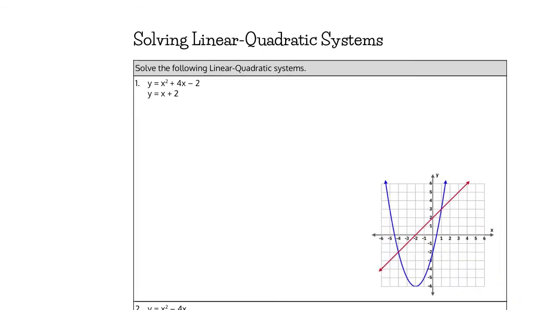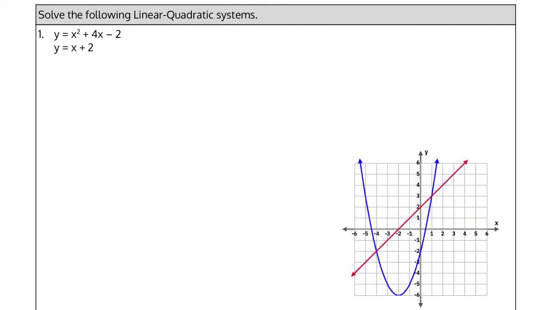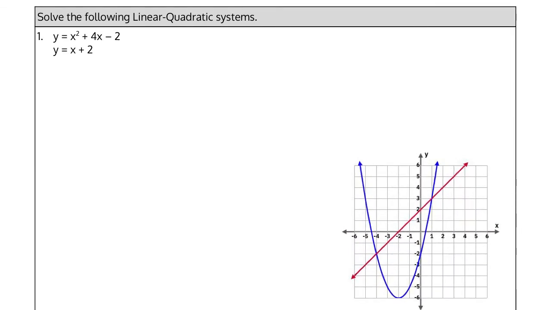So let's look at our first system. I have the quadratic equation y equals x squared plus 4x minus 2 and the linear equation y equals x plus 2. And I went ahead and I graphed them so that you can see a visual representation of what it's going to look like. There is our quadratic, and then there's our linear. So obviously you can see that they are crossing at 2 points, and you can pretty much already tell what these solutions are going to be, but I do want you to be able to solve this algebraically.